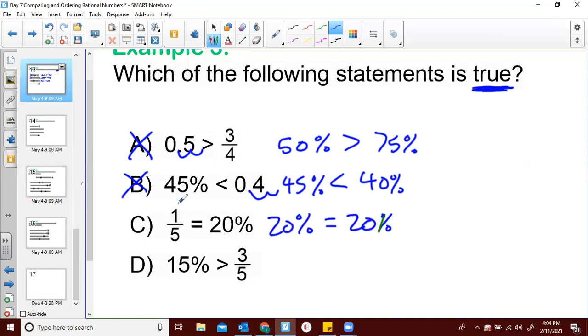Again, go back to the beginning of the video if you need to see how the calculator tricks work. I might do another one towards the end. All right, and then 15%, that's very nice. And 3/5 is going to be 60%. 60%. And 15 is not greater than 60, but 20 is definitely equal to 20.